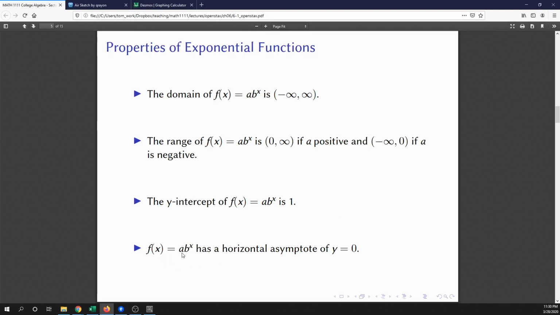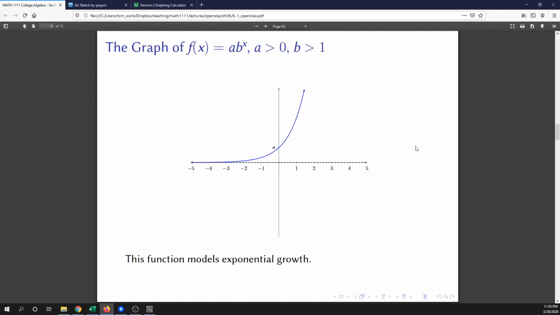The function f of x equals a times b to the x has a horizontal asymptote of y equals 0, so the x-axis. All right, so what does the graph of f of x equals a times b to the x, an exponential function, look like? It kind of depends on whether a is positive and b is greater than 1 or in between 0 and 1. So if a is positive and b is greater than 1, it looks like this, okay? And I already told you that a controls basically the intercept here.